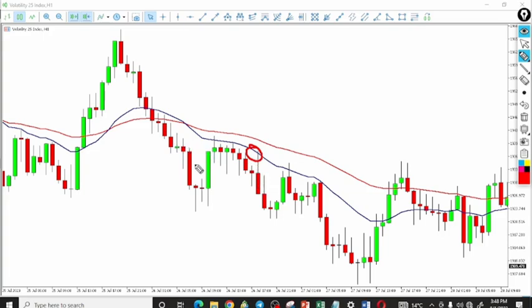So this was the first example, and this is the second example. We want to see the market moving down, pulling back into this zone, and then we can see these moving averages. This is the 50, this is the 20. They are in their order, right?